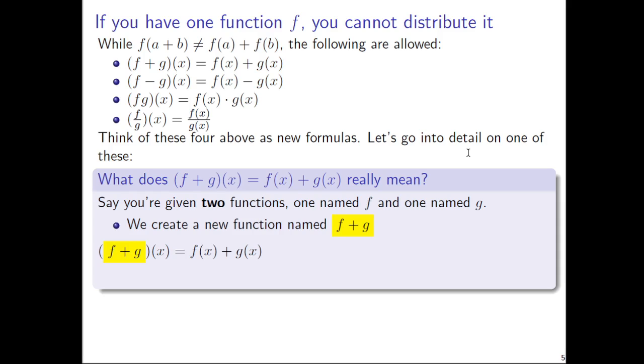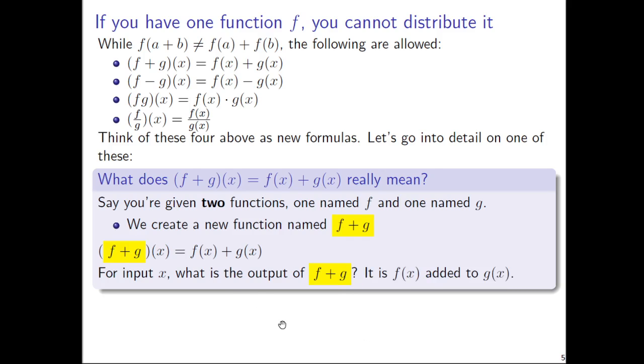Then f plus g, that function, what happens when you feed in x as input? The output is actually what f of x would be plus what g of x would be. So, to put this in words, for the input x, what is the output of f plus g? It's f of x added to g of x, or it's when you feed in input x into f, whatever output you get, added to whatever output you get when you feed in the input x into g. You add those outputs together. Okay, that's just to clarify what this is up here.